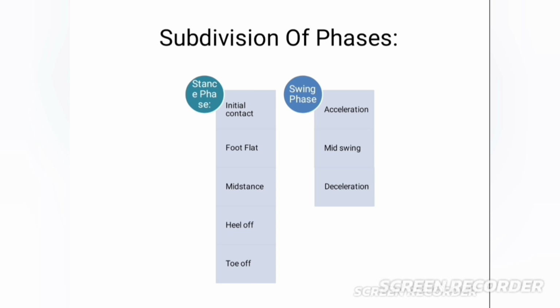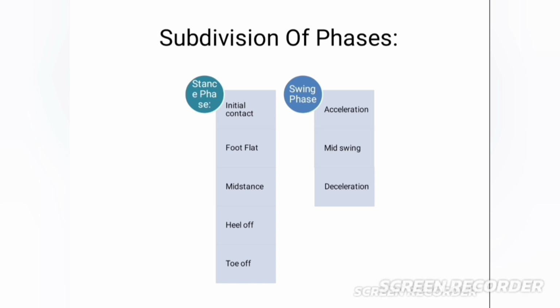Now we will see the subdivision of the phases. We have covered the stance phase and the swing phase. In the stance phase there are 5 subdivisions: first the initial contact, second the foot flat, then mid stance, heel off, and toe off. In the swing phase there are 3 phases: acceleration, mid swing, and deceleration. In detail we will see all the phases according to the terminology.